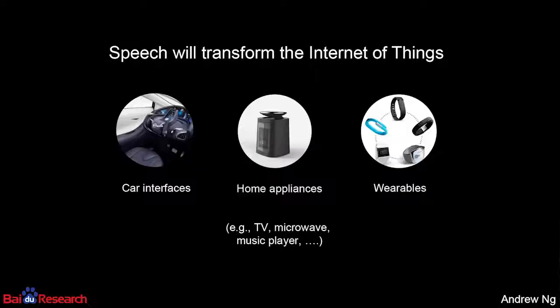So we made a lot of progress. We still have some steps ahead of us, but this is one of the technologies that I think could transform everything, could transform the way a lot of us interact with technology. And beyond cell phones, I hope that several years from now, we'll be talking to our cars, talking to home appliances, and talking to wearable devices. For many applications, not all applications, but many, I think speech is a very natural interface and will make it much easier, much more convenient for us to interact with technology.